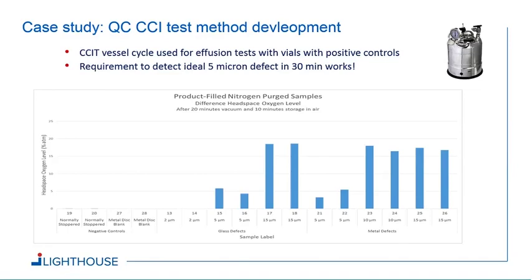And you can see here that the requirement to detect an ideal 5-micron defect in 30 minutes works. We are plotting in this graph the change in headspace oxygen for the different positive control samples, and you can see that all of the 5-micron defects were detected quite easily using this CCIT vessel cycle and a headspace oxygen measurement.